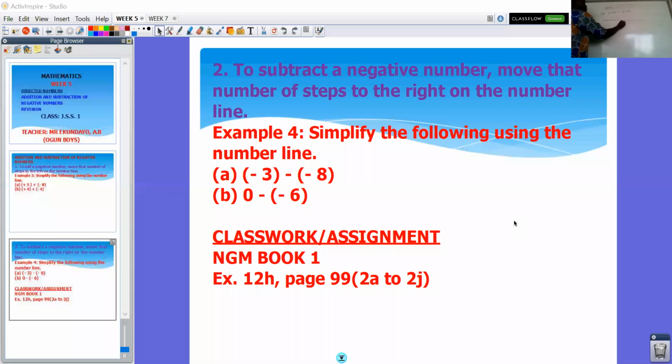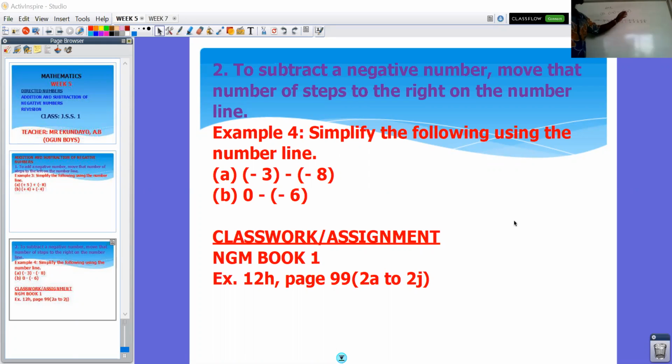So this is 0, minus 1, minus 2, minus 3, minus 4. This is 1, 2, 3, 4, 5, 6. So let me stop this one at minus 5. So as usual, our starting point is the first number. The first number is minus 3. That will be our starting point. So we are starting from minus 3.